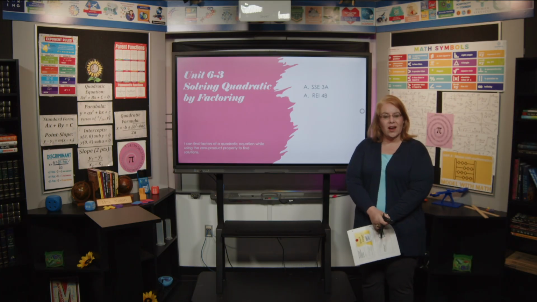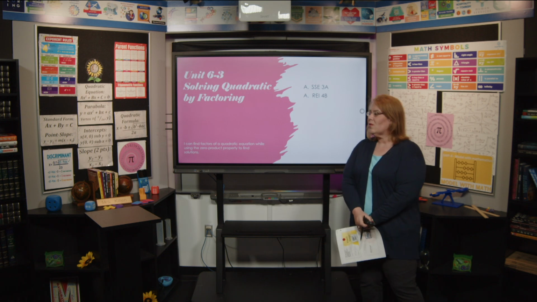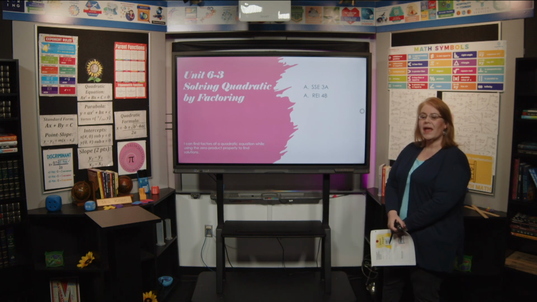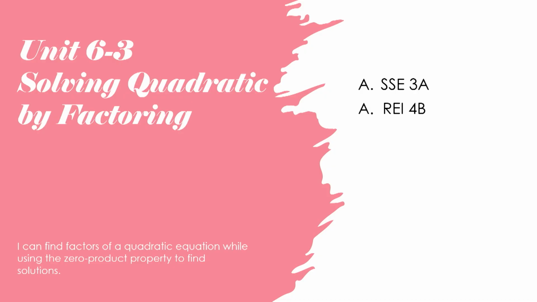We are still in our Unit 6 with our quadratics. So now let's look at our Lesson 3. It's solving quadratics by factoring. We are looking at SSE 3A and REI 4B. I can find factors of a quadratic equation while using the zero product property to find the solution. So let's jump in and see what we've got.